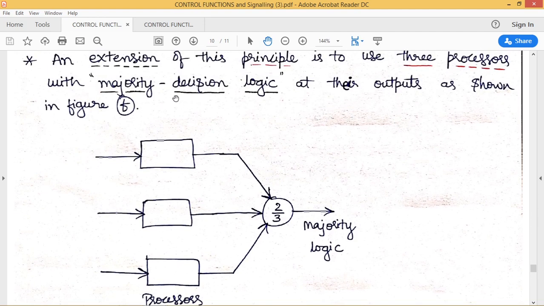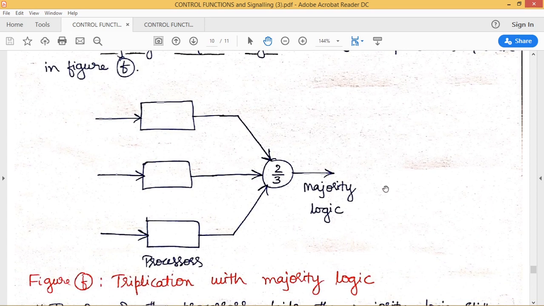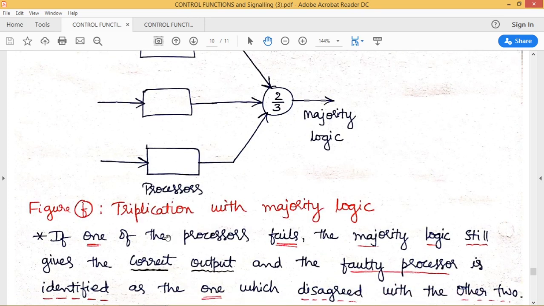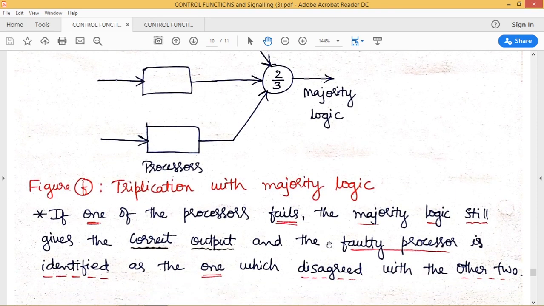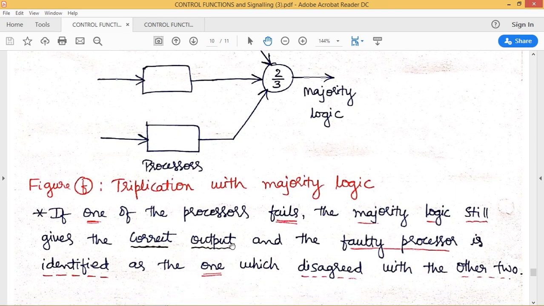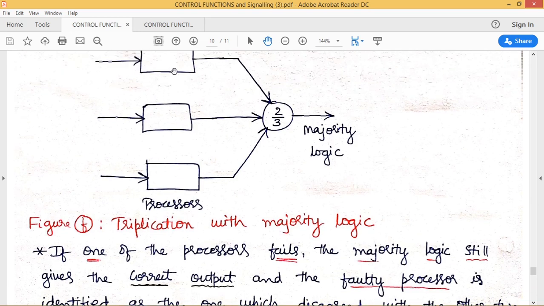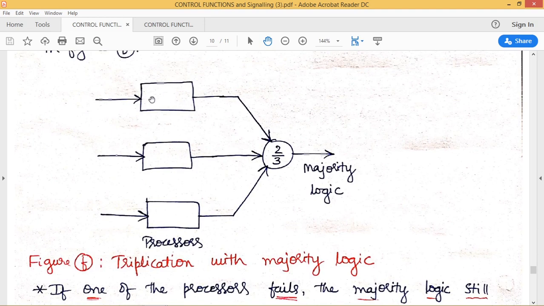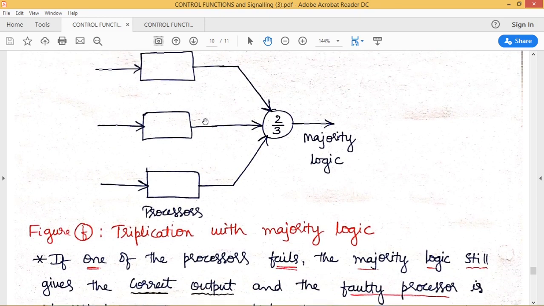So that is what majority decision logic is, implemented by the stored program control exchange, the SPC exchange. As you can see, if one of the processors fails out of these 3, the majority logic still gives the correct output, and the faulty processor is identified as the one which disagreed with the other 2. So if this one is faulty, its output will not be the same as that of these 2. That particular processor will be removed or replaced by the operator.